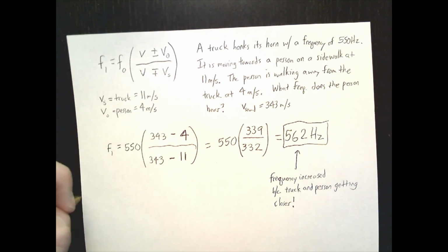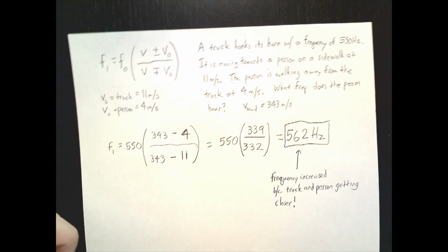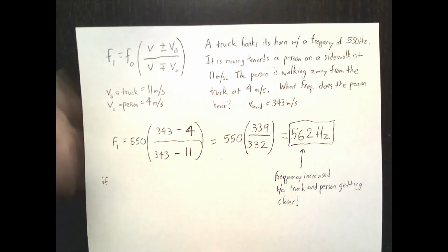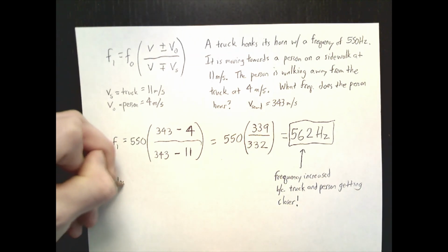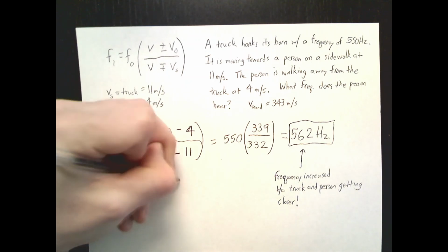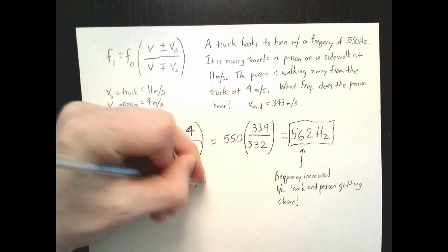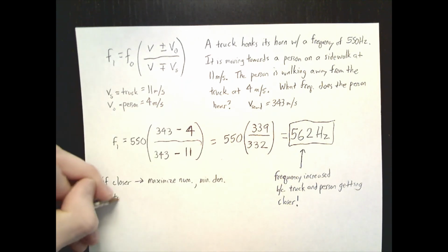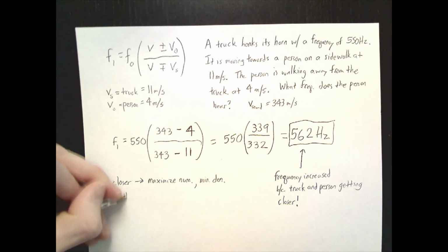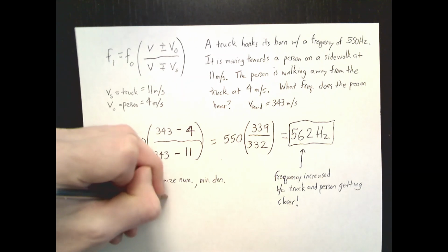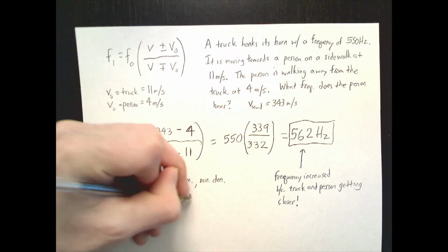So we can think about this not only in terms of like Slinky, stretching, or compressing, but we can also think about it mathematically. What is this equation telling us? So if closer, we want to maximize the numerator and minimize the denominator. And if far apart, we want to minimize the numerator and maximize the denominator.